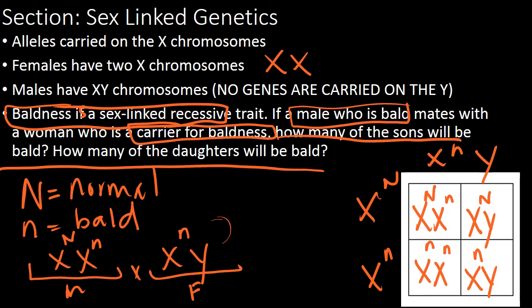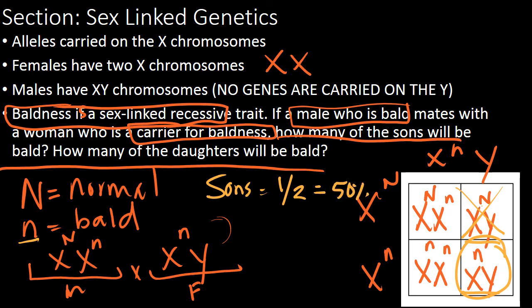Alrighty, let's go ahead and look at this. How many of the sons will be bald? So for the sons, I'm just looking at these two kids right here. That means if they have at least one lowercase n, they will be bald. This kid right here has a capital N, so he's fine. Ignore him. This kid right here will be bald. So of the sons, 1/2, not 1/4, 1/2, because he only has 2 boys. So 50% of his sons will be bald.